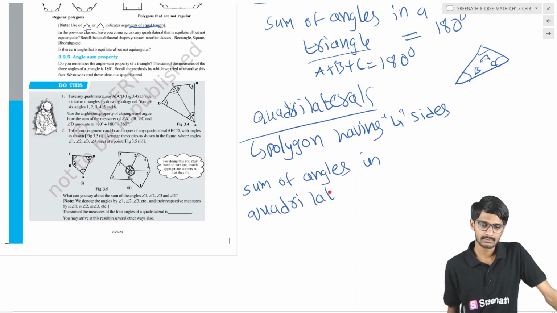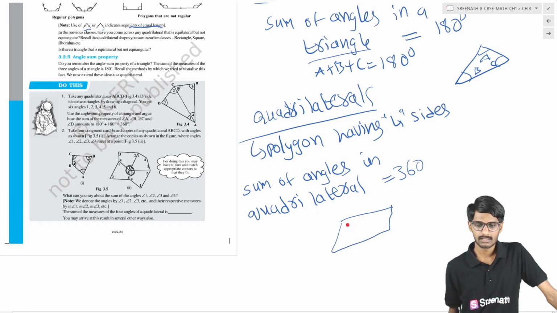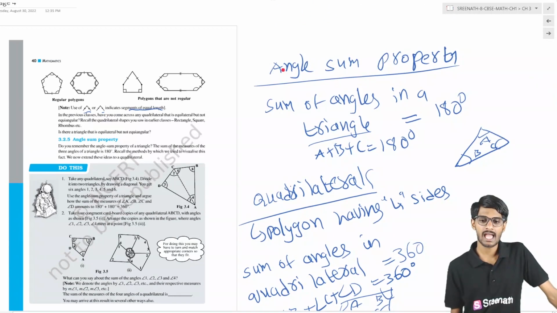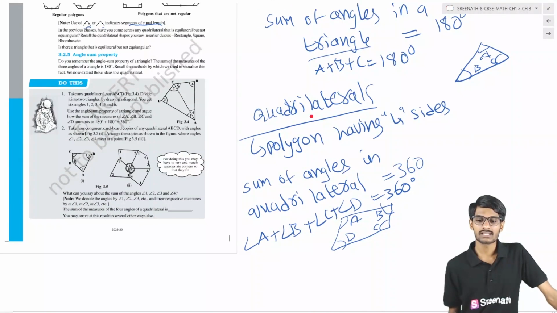The sum of the angles in a quadrilateral is 360 degrees. How many degrees? 360 degrees. Suppose you take any quadrilateral like this. This is A, this is B, this is C. Then angle A plus angle B plus angle C plus angle D, all these angles must equal 360 degrees. So this is the angle sum property in the case of quadrilaterals.